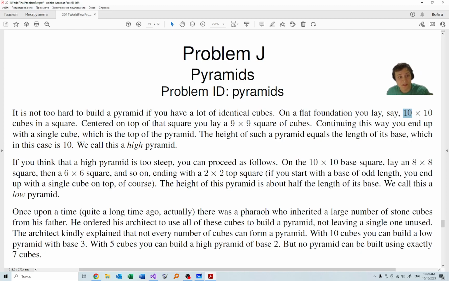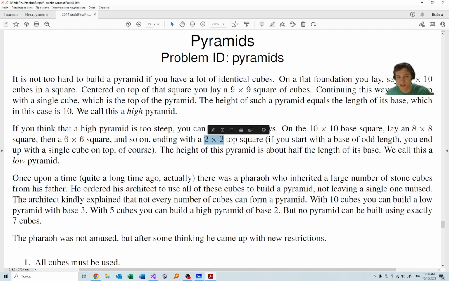Also, there is a low pyramid, and it does the same, but in it we jump by 2. So if we start, for example, from a 10 by 10 square, then we jump to an 8 by 8 square and 6 by 6. So all numbers no more than the side of the base of the same parity with the base. So in this case, a low pyramid can end either with a 2 by 2 square or with a 1 by 1 square, depending on the parity of the base side length. And again, you cannot just take a 2 by 2 square or 1 by 1 square. These are incorrect pyramids. They are not pyramids in this problem.